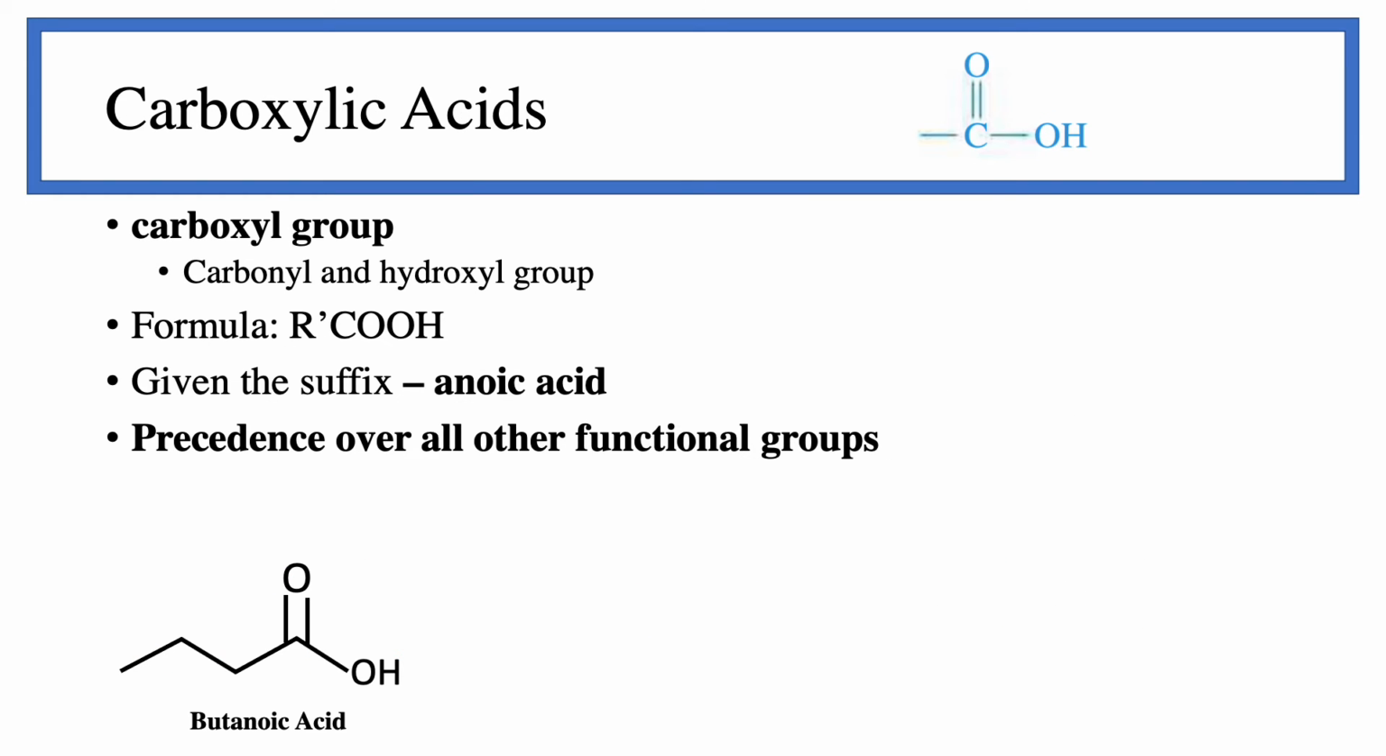Okay, next we have our carboxylic acid. So this is going to have your carboxyl group, which is just a carbonyl group with also a hydroxyl group. And this one is actually going to take precedence over all other functional groups, and we're going to give it the suffix anoic acid. Here's a simple example. We have 1, 2, 3, 4 carbons, hence the but, and then we're going to place the ending with anoic acid.